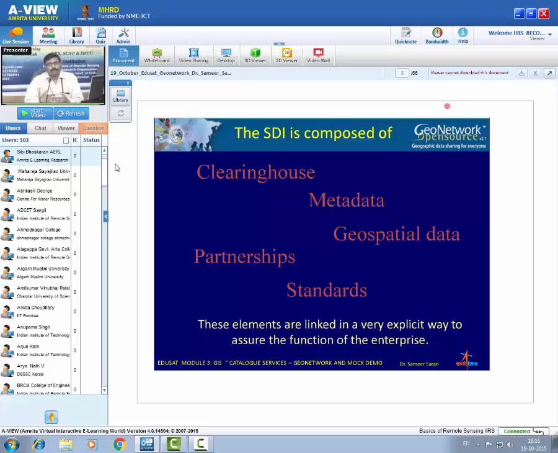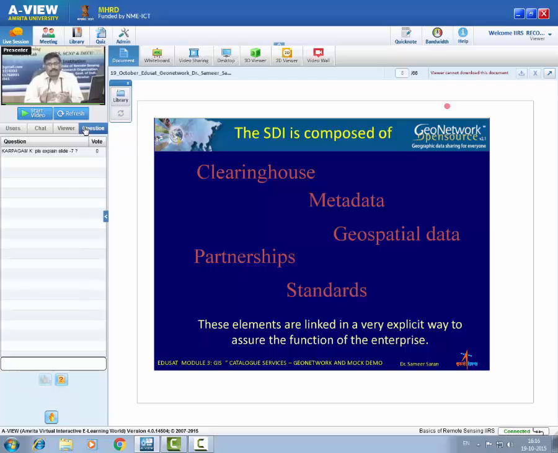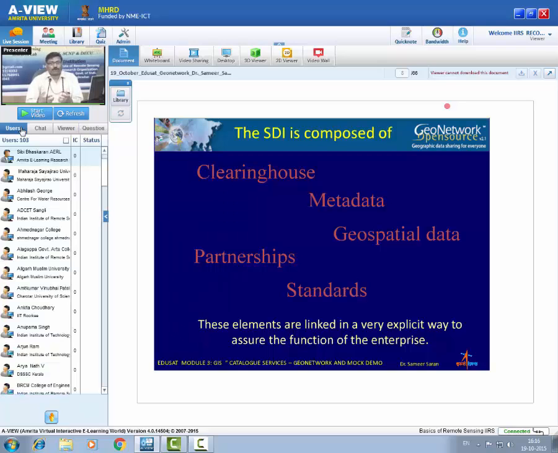All these elements are considered to be the components of spatial data infrastructure, and they are linked in a very explicit way to assure the function of the enterprise. So basically what you see is that you have standards, you have to follow standards if you want to make interoperability among the various networking organizations.